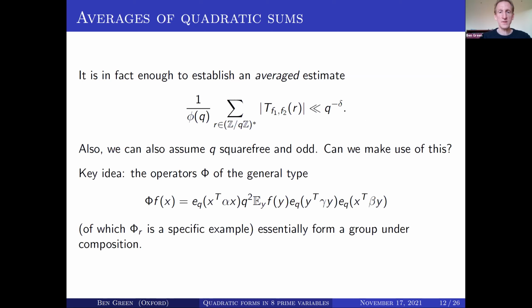So I was looking at these operators that involve taking a function f, twisting by a quadratic, taking a normalized, unitarized Fourier transform, and then twisting by a quadratic again. I had a specific example, phi r, but this is a general type of operator, and it's a unitary operator on L2 of z mod qz to the 4. The key observation is that the set of operators of this general type, slightly enlarged, form a group under composition. Of course they form a group under composition, but the point is they form a rather small and explicit group, and that group is the symplectic group.